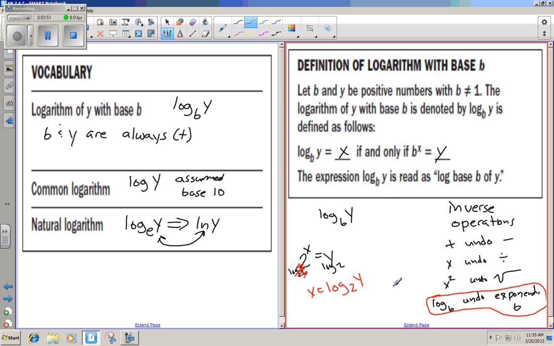So x is equivalent to log base 2 of y. You're going to be doing some examples where you have to convert from logarithmic form to exponential form. Well, look at this. If this is equal to x, well, this is a log base b. Log base b is undone by an exponential base b. So you make this an exponential, b to a power. The exponential and the log cancel, and all you're left with is y equals b to the x. And that is the definition right here.